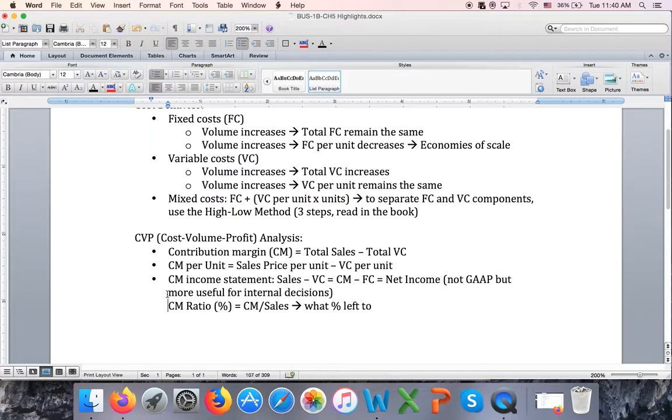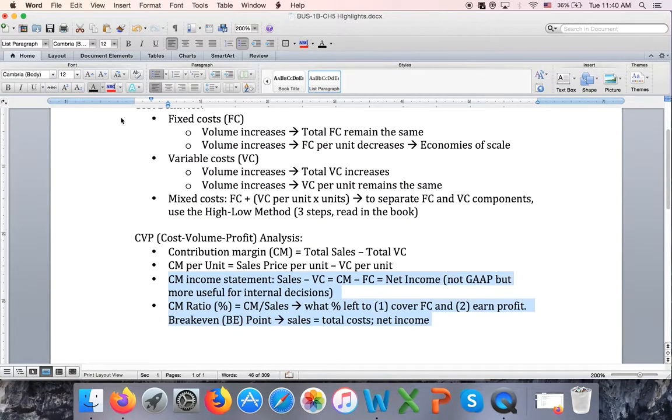Okay, and then also, guys, you see here we have a contribution margin ratio, and that's a percentage. The formula: you take contribution margin and divide it by sales. For example, if the contribution margin ratio is 40%, then from every dollar of sales, I have 40 cents left to first cover fixed costs, and whatever is left, that's my net income, that's my profit. So if my contribution margin is 40%, that means I spent 60 cents on the dollar to cover variable costs, and then I have 40 cents left to cover fixed costs and earn net income.